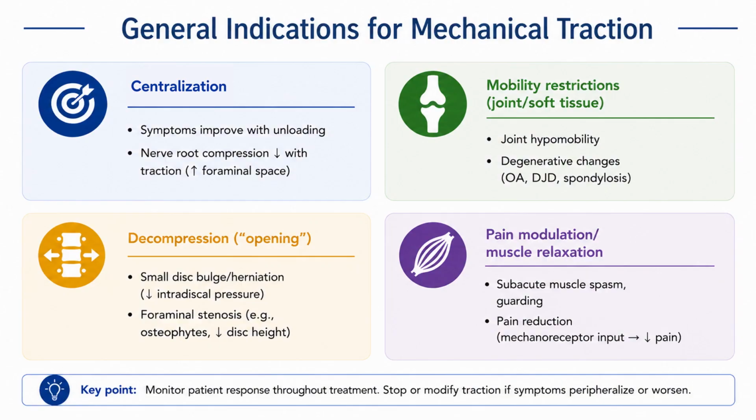However, research suggests it should primarily be used for centralization in patients with radiculopathy or radicular symptoms. There are also individuals who may benefit from cervical traction if they have age-related degenerative changes, such as osteoarthritis or degenerative joint disease. Ultimately, traction should be guided by patient response, not just diagnosis. Overall, we will discuss cervical and lumbar traction in this micro lesson. Let's start with cervical traction and its indications.